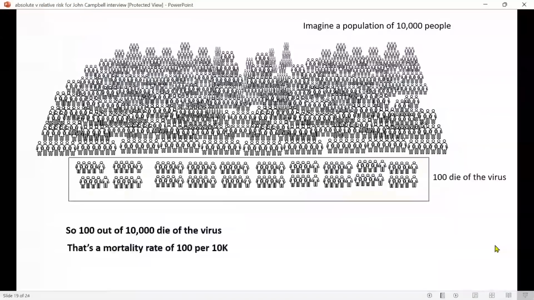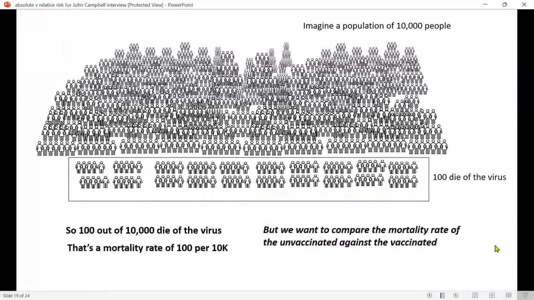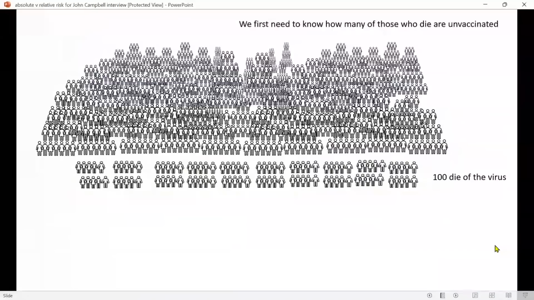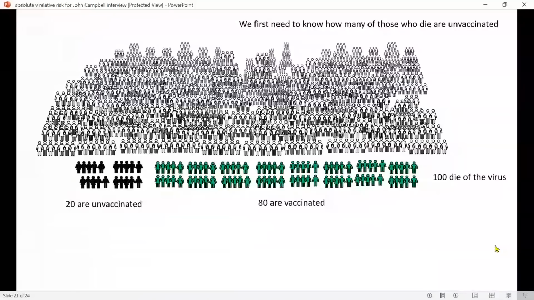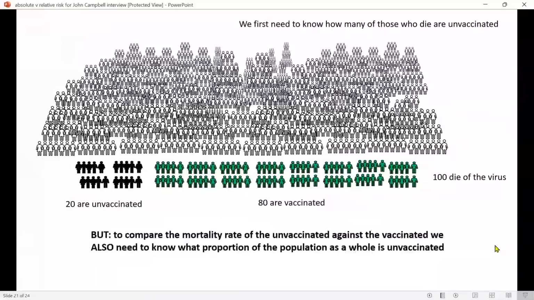But of course, we want to know the difference between the mortality rate in the unvaccinated against the vaccinated. So first of all, we need to know how many of those who die of the virus were vaccinated and how many were unvaccinated. Well, let's suppose that we know that 20 of those who died were unvaccinated, and 80 were vaccinated, right? Can we from this work out the relative efficacy? No, because in order to compare the mortality rate of the unvaccinated against the vaccinated, we've also got to know what proportion of the population as a whole is unvaccinated. Well, let's suppose we know the proportion is 10% unvaccinated, so 90% are vaccinated.